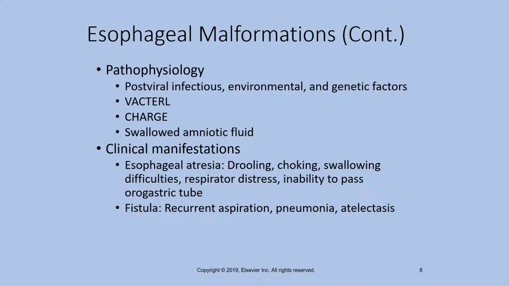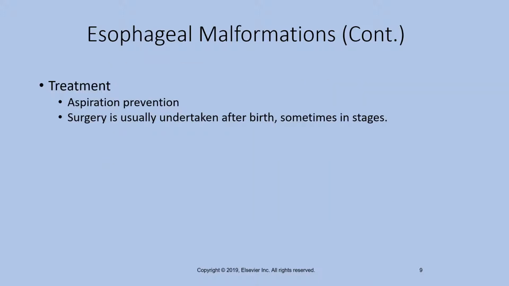Esophageal malformation pathophysiology: post-viral infections, environmental, genetic, swallowing amniotic fluid. Classical manifestations: esophageal atresia, drooling, choking, swallowing difficulties, respiratory distress; fistula, recurrent aspirations, pneumonia, and atelectasis, which you can see by those pictures. Treatment: aspiration prevention. Surgery is usually undertaken after birth, sometimes in stages.